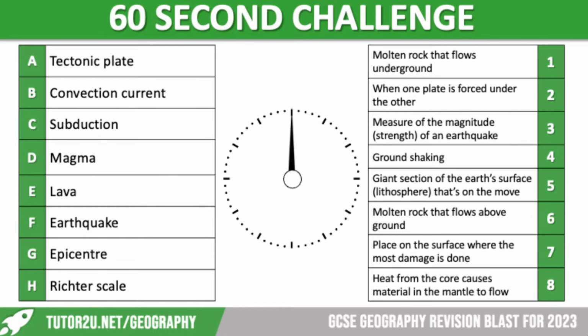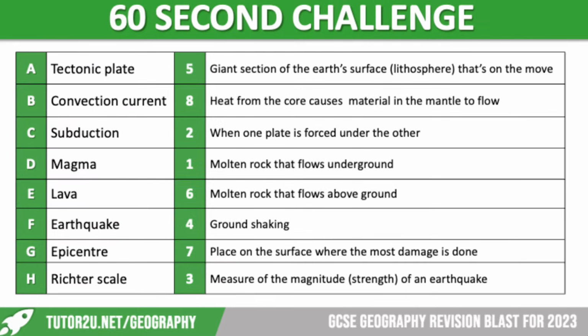Okay, like we said during the music, if you need to pause to give yourself a bit more time, please do. We are about to reveal the answers though. Okay, so let's have a quick look. So we've got tectonic plate, giant sections of the Earth's surface, so lithosphere that's on the move. We've got convection current, heat from the core causes material in the mantle to flow.